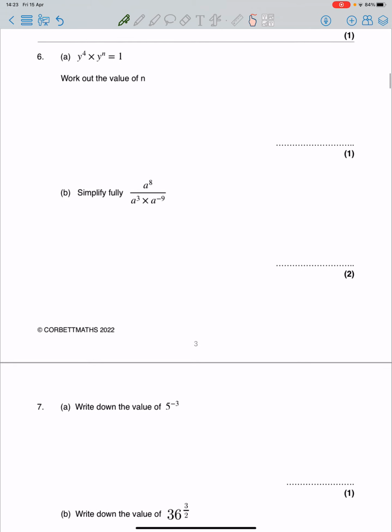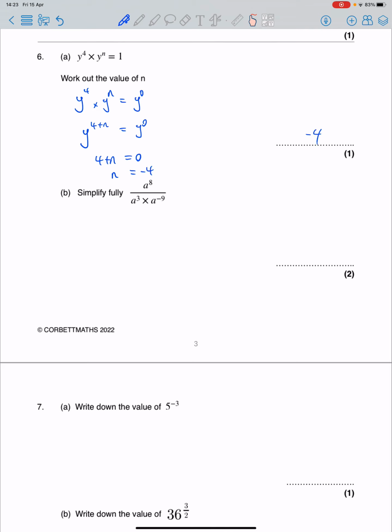Okay, moving on. Next we have y to the 4 times y to the n equals 1, and we want to find out the value of n. Well, let's just rewrite this. So y to the 4 times y to the n equals y to the power of 0, because anything to the power of 0 is 1. And then when you times, you add the powers. So that's the same thing as y to the power of 4 plus n, which equals y to the 0. So that means that 4 plus n is equal to 0, because you've now got y to the power of something is the same thing as y to the power of something else. So that means that n must equal 0 minus 4, which is just minus 4. So n is minus 4.